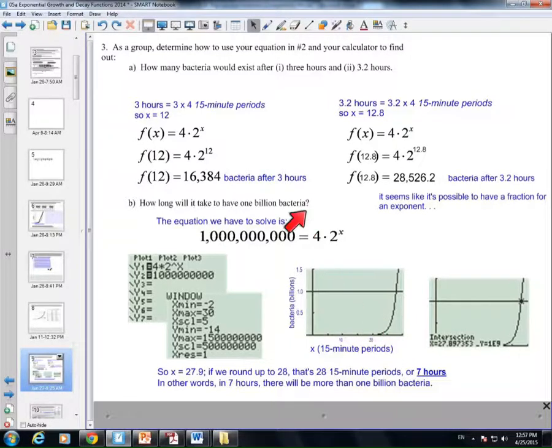Now think about how significant that is, because in 3 hours there were 16,000 bacteria, but in 7 hours, just 4 hours more, we go from 16,000 to 1 billion bacteria. So there again you can see exponential growth. Nothing's happening, nothing's happening, nothing's happening, and all of a sudden it bursts through the roof. That's how exponential growth behaves, and that's unlike any function we've seen thus far.